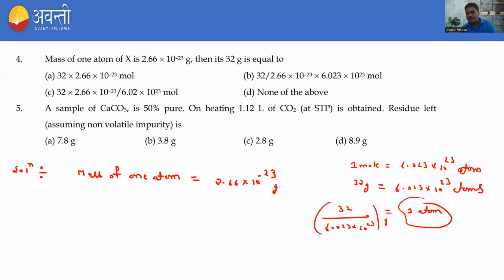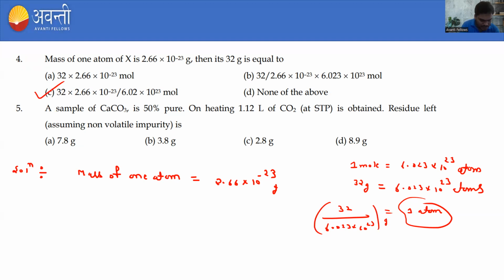So how much mass will be in 32 grams? You have to calculate that 32 gram is equal to 6.023 into 10 to the power 23 atoms, each having the one atom mass. By solving this you can easily solve the question. Just use this concept and you'll get the value like this. Did everyone understand how it came? You just multiply 32 by the 2.66 into 10 to the power minus 23 grams, so you'll get the value. So option C is absolutely correct.